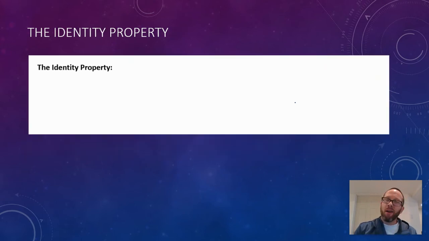The last property we do not need a diagram for. The identity property says that the scalar 1 times vector V is just vector V. So multiply a vector by 1, the scalar 1, and you get the vector itself back again. This is true for all vectors V. We don't need a diagram for that. So those are the three properties of scalar multiplication of vectors. Maybe they're all intuitive for you, and that's good.